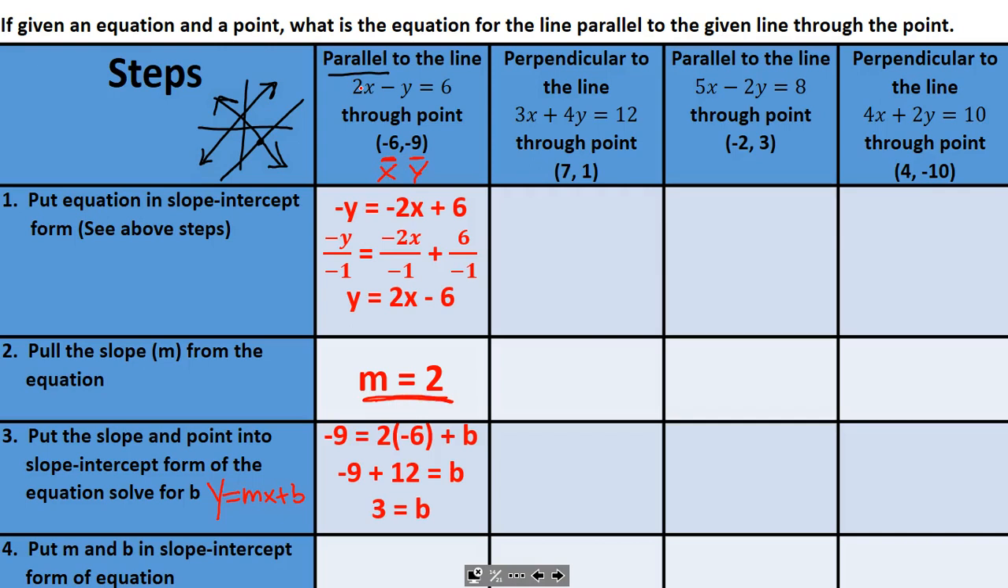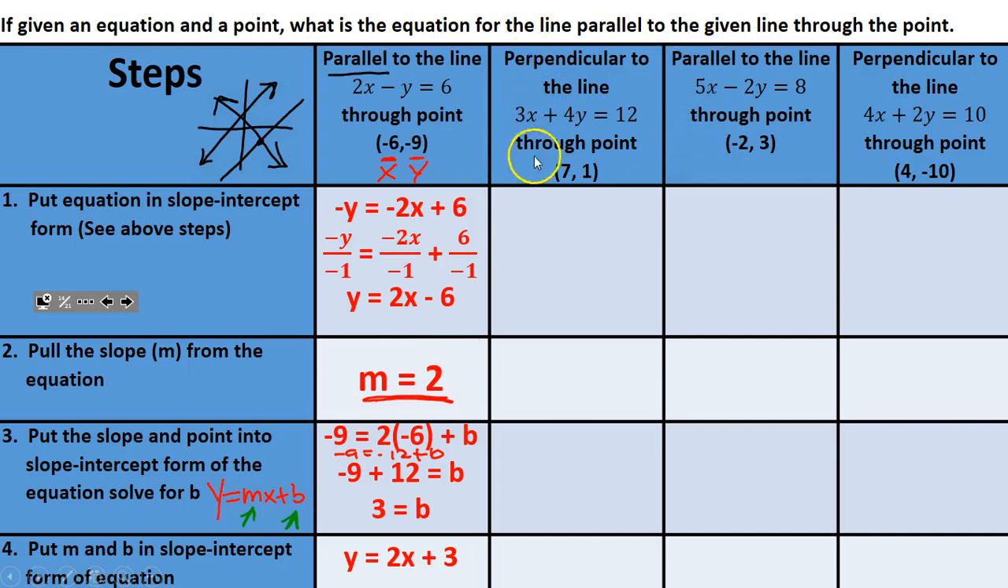When I multiply 2 times -6, I get -12. So this would have been -9 equals -12 plus b. And when I add the 12 to both sides, 12 minus 9 is 3. Then what we're going to do, guys, is we're going to plug this back into that. We're going to plug our m and our b back into the equation. So when we do that, we're going to leave our x and our y, and we're going to write an equation for this line now. So that's going to be y is equal to 2x plus 3.